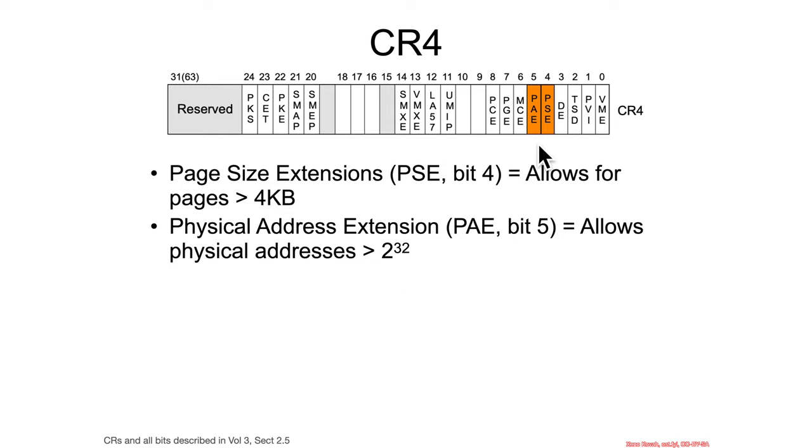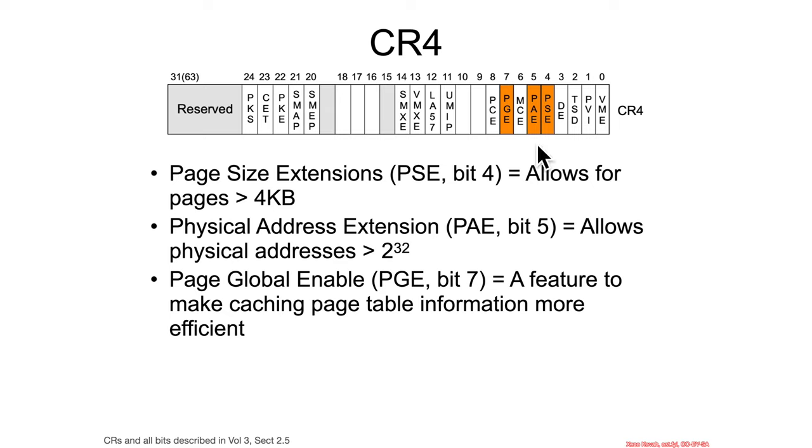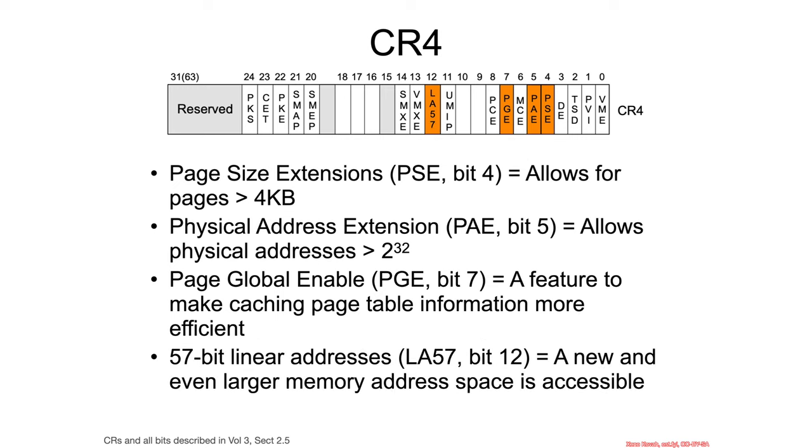This originally appeared before there was full 64-bit support, and we'll cover that a little bit later. PGE, page global enable, is a feature that we'll see later on when we get into tables, called global pages, and enabling it allows for more efficient caching of translations of virtual to physical addresses.